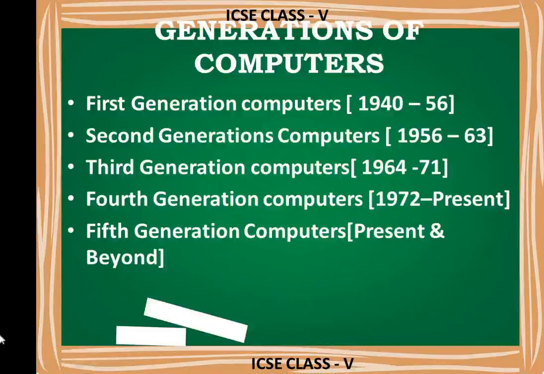Next comes the fifth generation, present and beyond. The present systems you are using, and beyond, in the sense of which types of systems are going to come. Fifth generation computers involve artificial intelligence.